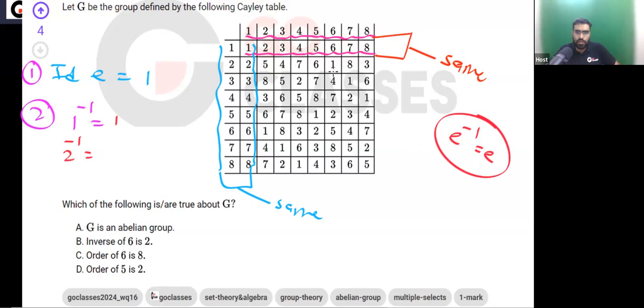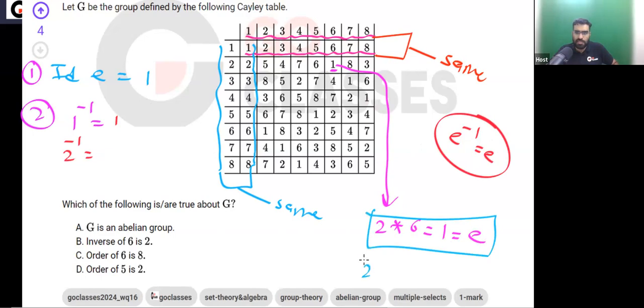Here, for the inverse of 2, you look for the identity element. Because now what you got is that 2 star 6 is equal to 1, and 1 is the identity element. So from here, I can say that 2 inverse is 6.